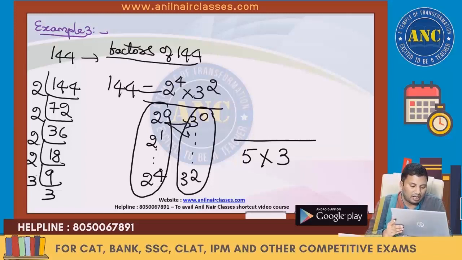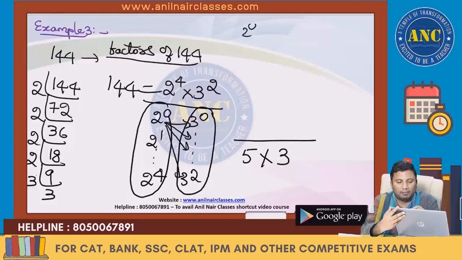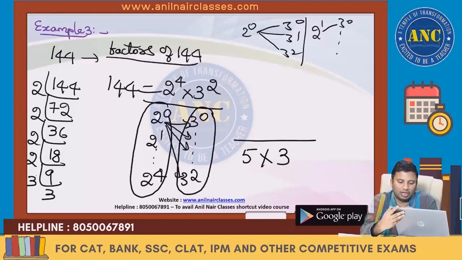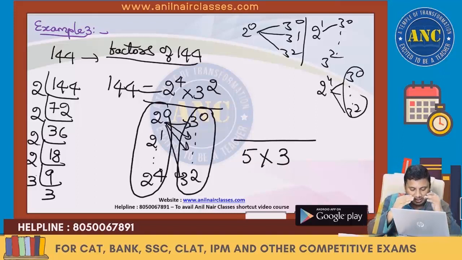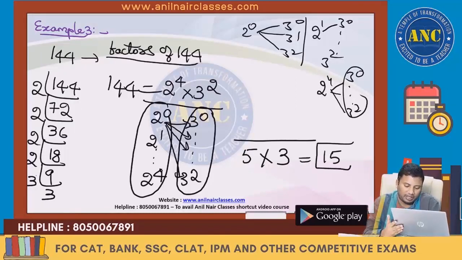Every number is multiplied by every other number. 2 power 0 is multiplied by 3 power 0, 3 power 1, 3 power 2. 2 power 1 is multiplied by 3 power 0 to 3 power 2. 2 power 4 is multiplied by 3 power 0 to 3 power 2. In every case there are 3 cases. Total 0 to 4, 5 cases. 5 into 3 is 15. I hope this example is clear.